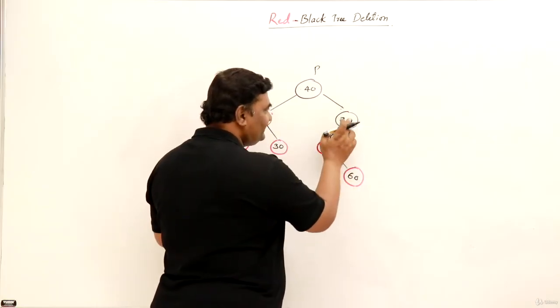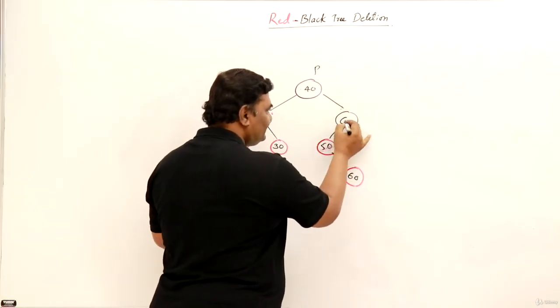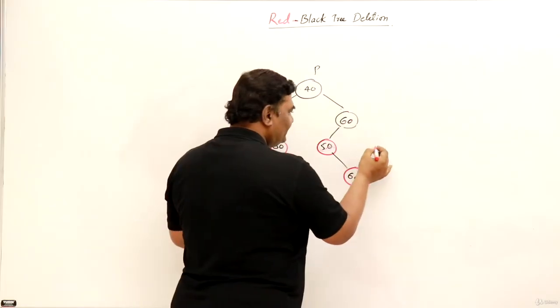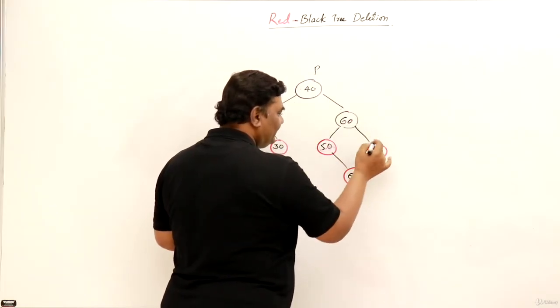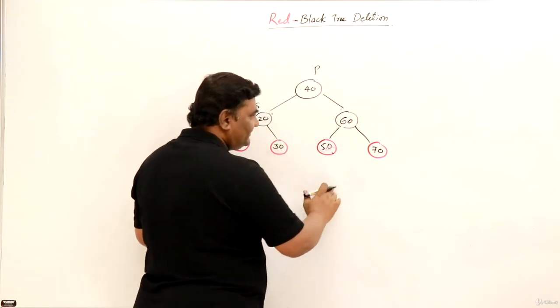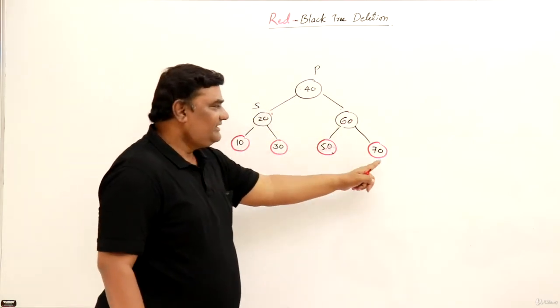We can directly switch this 60 here. So this is 60, and 70 will come on this side. This is red in color, so 70 will come on this side. Okay, so this is gone. So 60 went up, 70 came here.